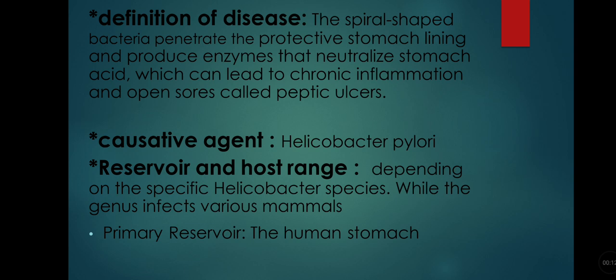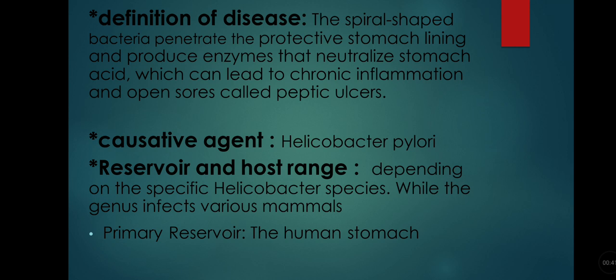First of all, the definition of the disease: it's a spiral-shaped bacteria that penetrates the protective stomach lining and reduces some enzymes. These enzymes work to neutralize the stomach acidity, which leads to chronic inflammation and open sores called peptic ulcers. The causative agent of this disease is Helicobacter pylori.